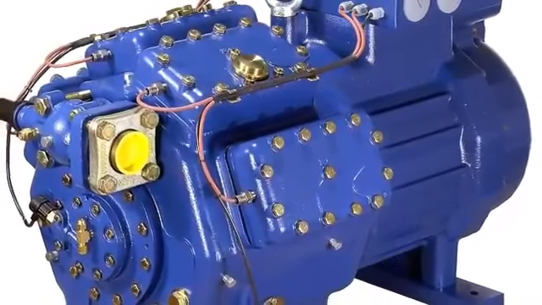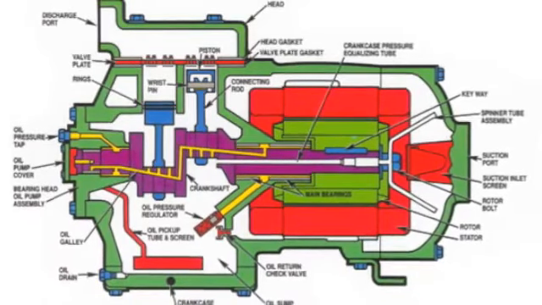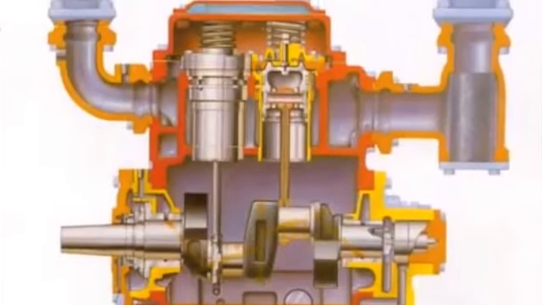The heart of the system is the compressor. The compressor consists of a motor that turns helical screws, a spiral, or crankshaft that drives pistons.